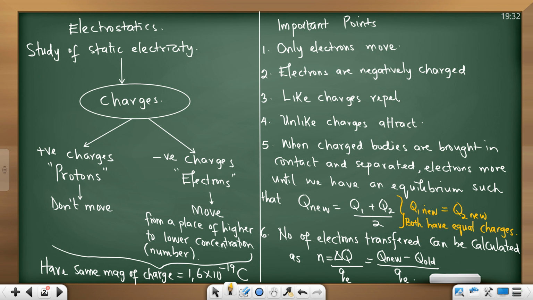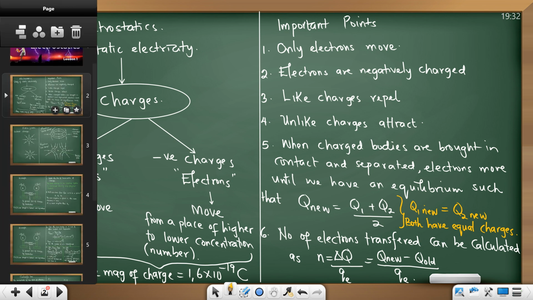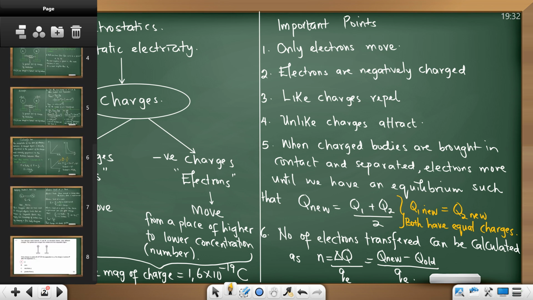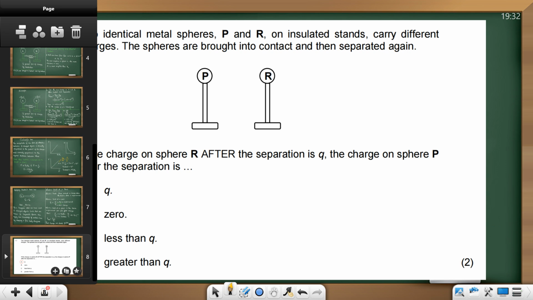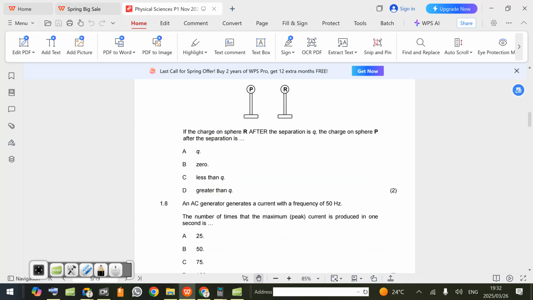Very, very important. So that is well spelled out. You're not mistaken. You're not guessing. It is well spelled out. Q1 new equals Q2 new. Both now have equal charge, and we did our calculation to prove that. I'm sure you've added that little note, and I can move on. Beautiful. Now let's go look for a structured question in this paper.